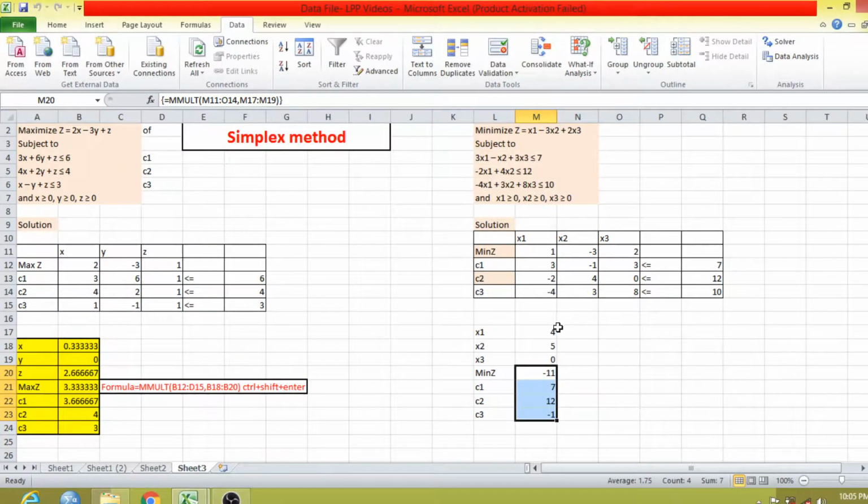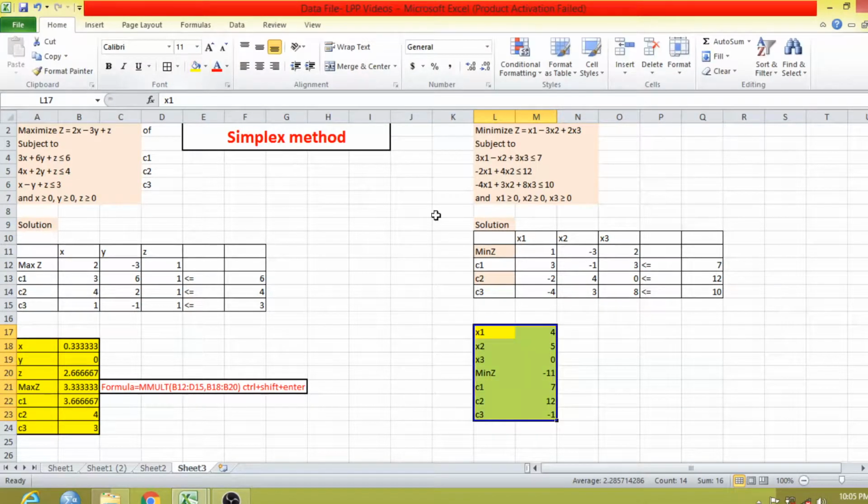So we can say that in this particular case, what is your minimum Z value? It is minus 11. Minus is denoting that it is a minimum. So this is showing in this particular case it is minus. And what are the optimum values of the x1, x2, x3 variables? It is 4, 5 and 0. If you use 4 of x1, 5 of x2 and 0 units of x3, you will get the optimum solution for this particular minimization case.